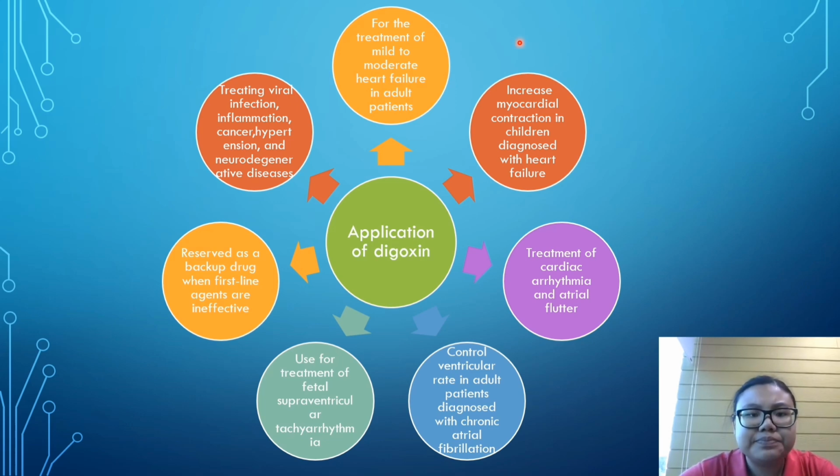When we take digoxin pills, digoxin works by slowing down your heart rate and making your heart beat more strongly, which makes it easier for your heart to pump blood around your body. Next, digoxin is used in the treatment of cardiac arrhythmia and atrial flutter. Besides that, it is also used to control ventricular rate in adult patients diagnosed with chronic atrial fibrillation. Digoxin is also used for the treatment of fetal supraventricular tachycardias, and it is reserved as a backup drug when the first-line agents are ineffective.